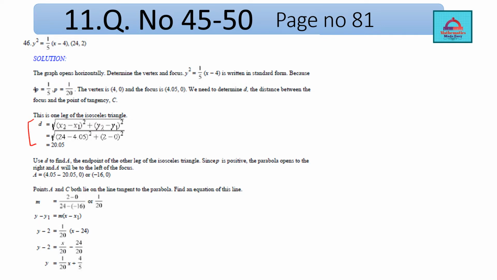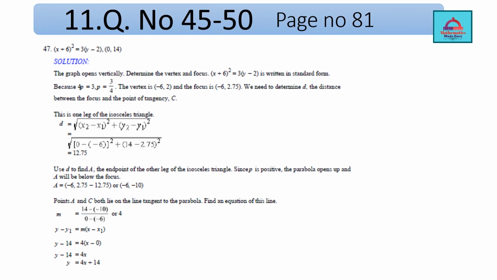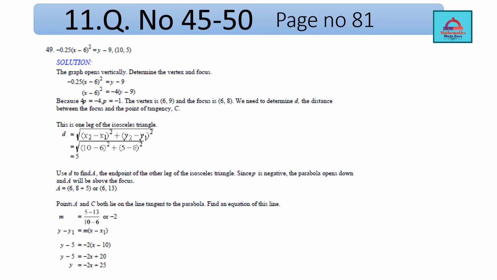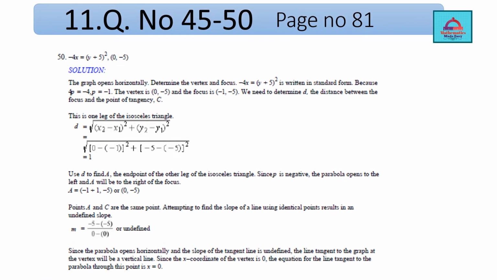So this is the distance formula. The parabola is in standard form, opens horizontally, with vertex, focus and point of tangency given, so you get your distance. From there you get the other point, you find the slope, use the point slope form, same steps. This is how your answer will look for 46. Same process you will do for 47, same process for 48, just the numbers are different, 49, and last question 50. So check your answer, and these answer keys are given.